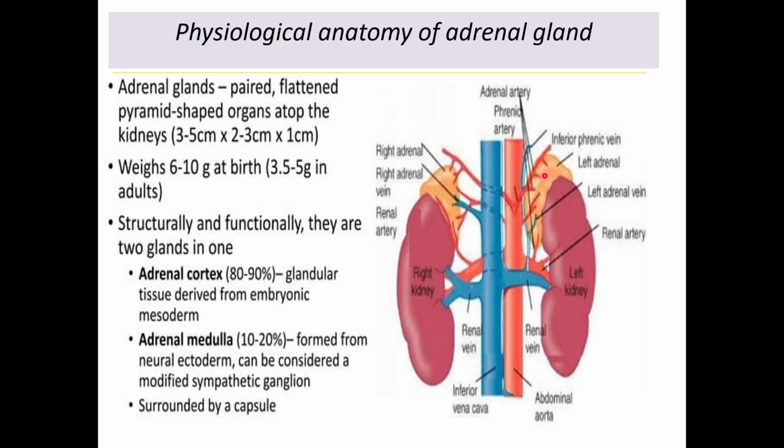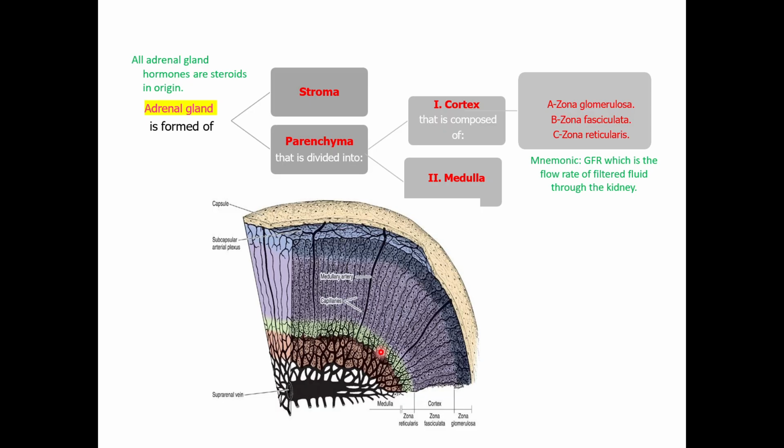the kidney, having dimensions 3 x 2 x 1 centimeter, and weight is around 6 to 10 gram at birth, however 3.5 to 5 gram in adults. And this adrenal gland is divided into two specified glands, adrenal cortex and medulla. The major portion is the adrenal cortex, which is made up of glandular tissue and derived from mesoderm. However, the adrenal medulla contributes 10 to 20%, is formed from neural ectoderm, and is considered a modified sympathetic ganglion.